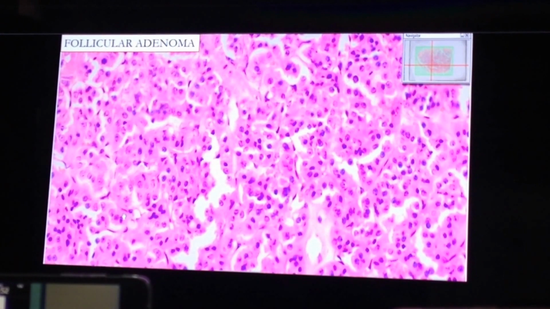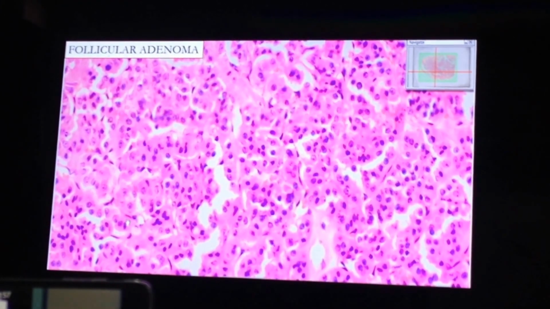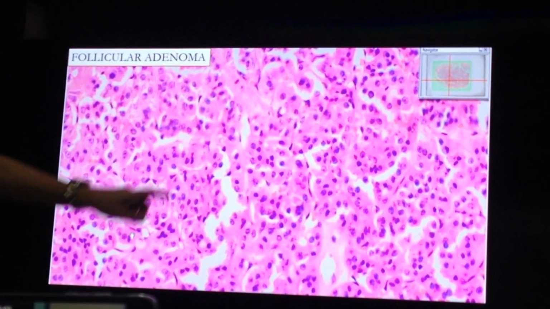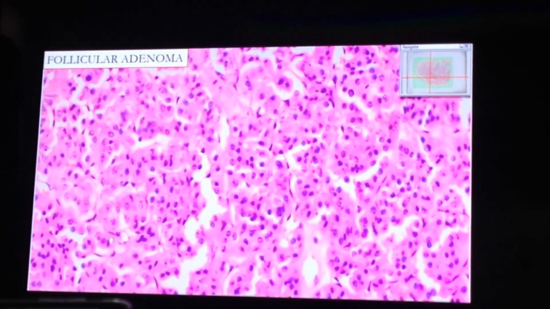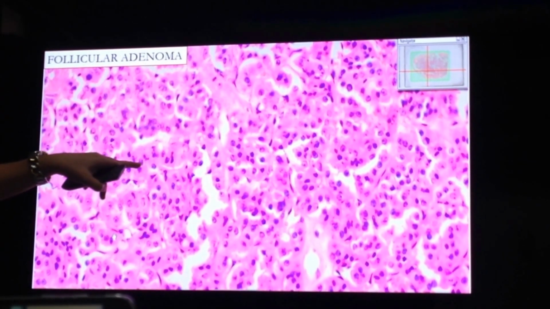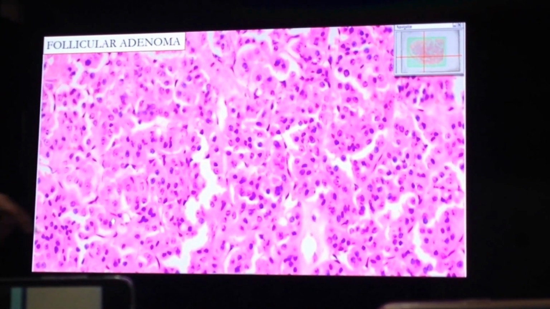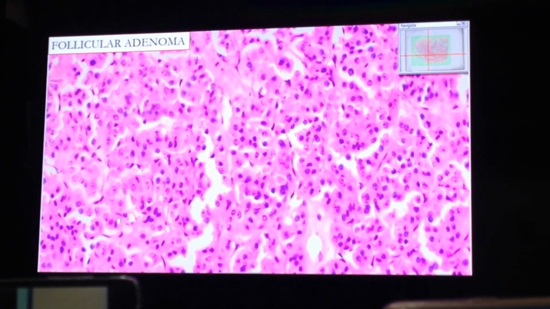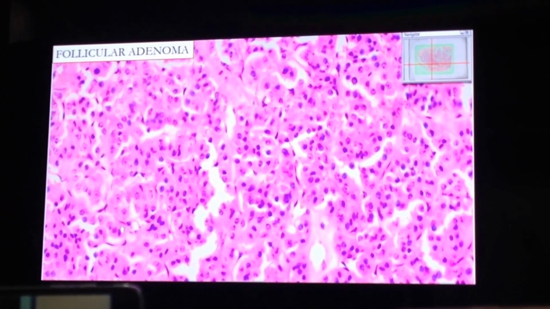Here is a closer view showing you a uniform appearance of cells. Benign appearing follicular cells. You can see here, these are follicular cells. Normally, the thyroid gland is made up of follicular cells, then colloid. However, when there is neoplastic proliferation of these follicular cells, the colloid is compressed, and it's predominantly follicular cells. In some cases, you can see small or atrophic colloid follicles.